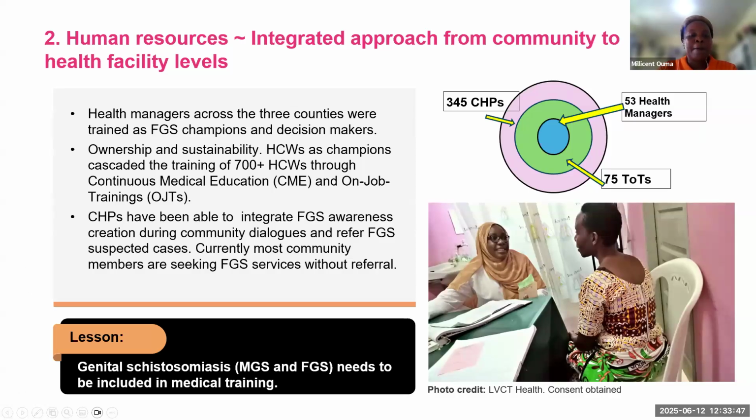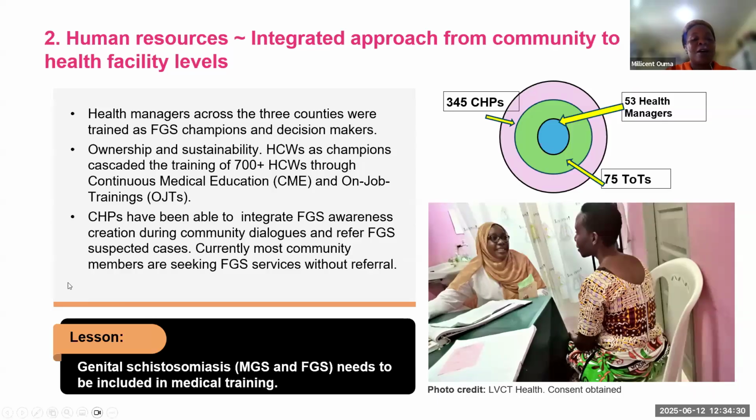Okay, so as you can see, we reached quite a number of teams during the sensitization meetings. From the health managers, we had a total of 53 health managers. When we are talking about 53, it's cutting across the 3 counties we are working in. And for healthcare workers, we reached a total of 75 healthcare workers as champions. And from these healthcare workers who were champions, or rather taught, they were able to reach 700 plus, and they are still continuing to reach other healthcare workers or their colleagues who were not met during the training.